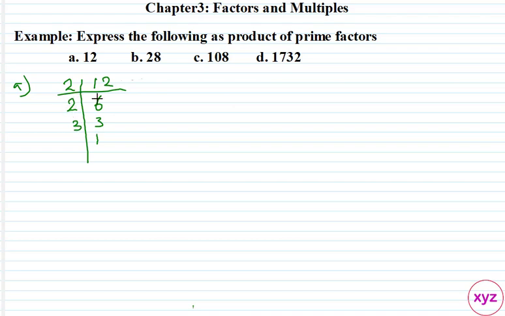So where are the prime factors of 12 here? Mind you, everything here is a factor of 12. We have 2 is a factor of 12, 6 is a factor of 12, 3 is a factor of 12, 1 is also a factor of 12. But we are looking at the prime factors. So what are the prime factors there? We have 2, 2, 3. So expressing 12 as a product of prime factors will be 2 times 2 times 3.